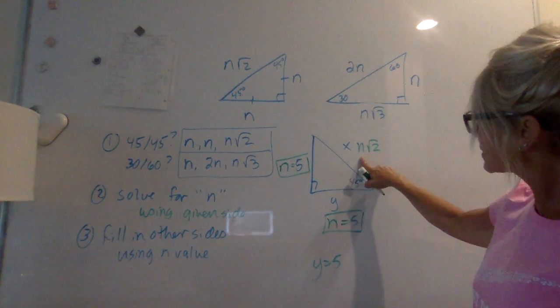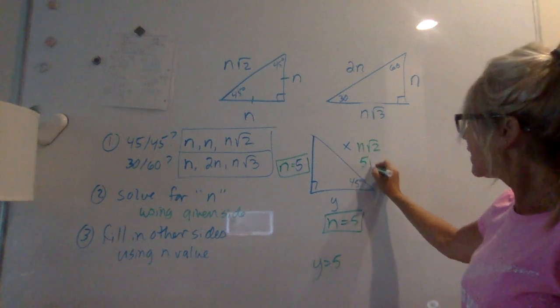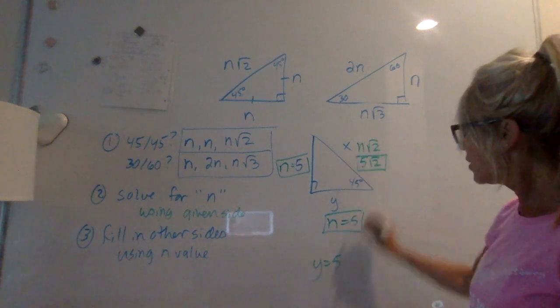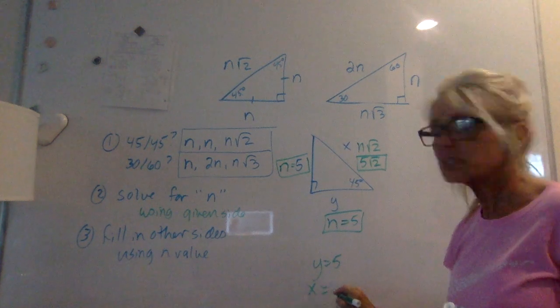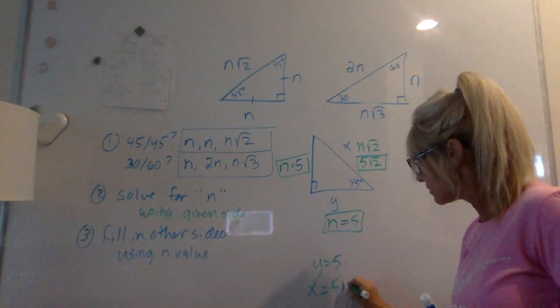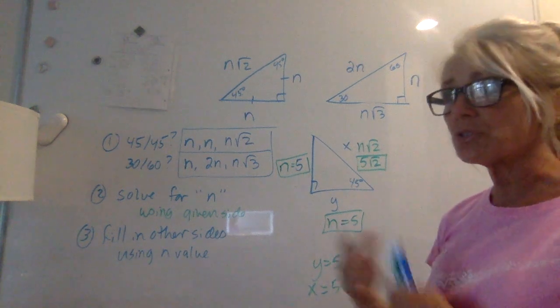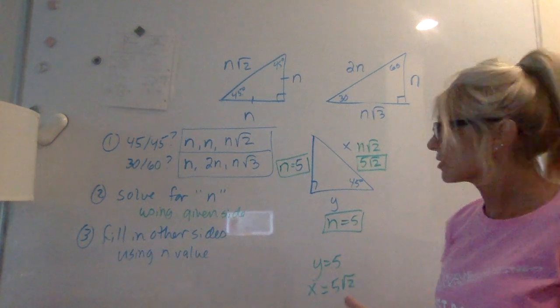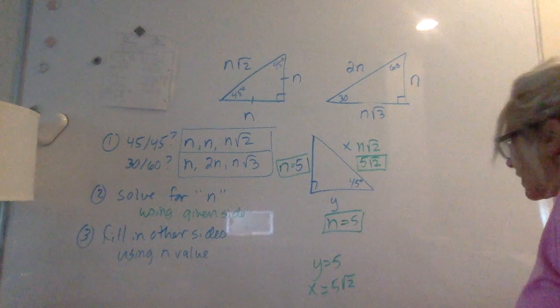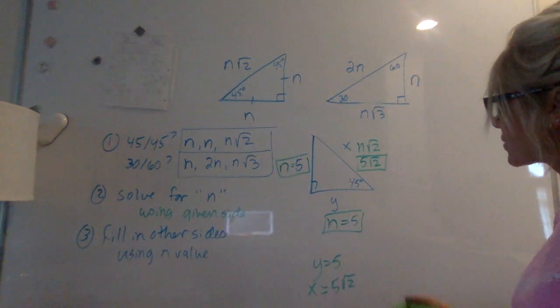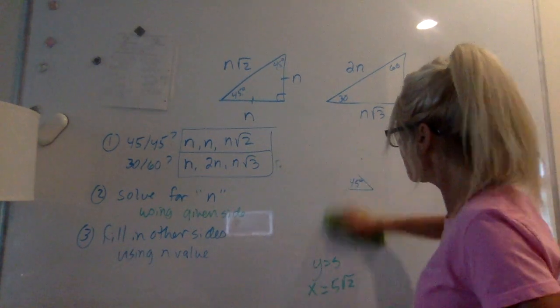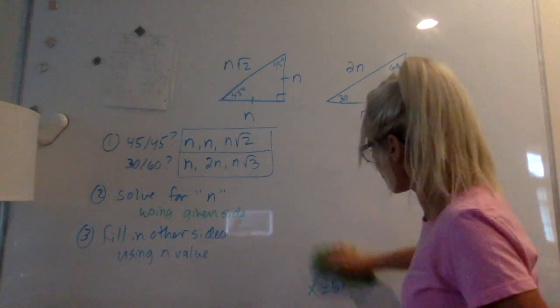This side, I'm supposed to take my n, which is 5, and put it in front of root 2, so then my x must be 5 root 2. So your answers on these will not be decimals, and if you use decimals, you won't have the right answer because we're looking for simplified radical expressions for answers. I'm going to do a couple more, but really they're all the same.